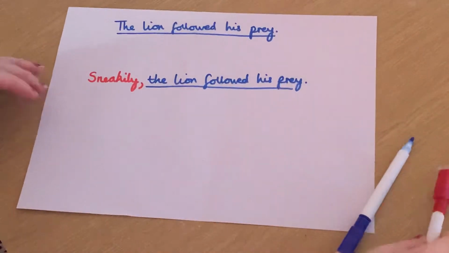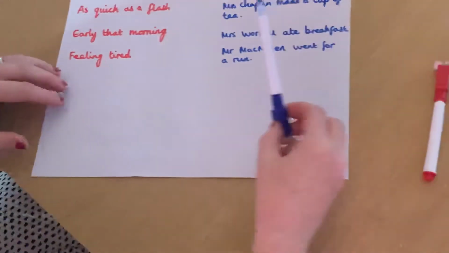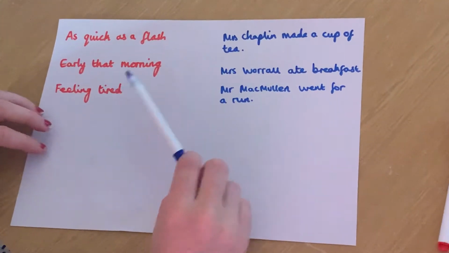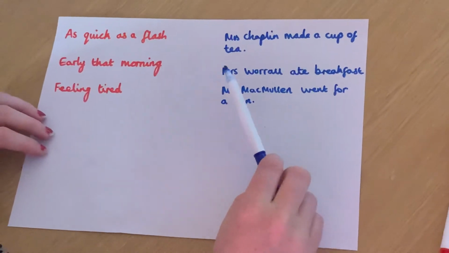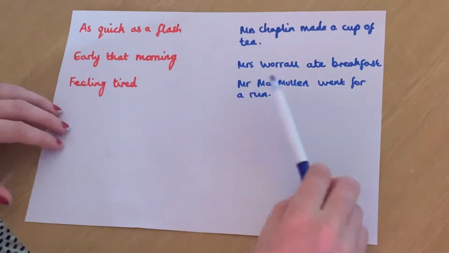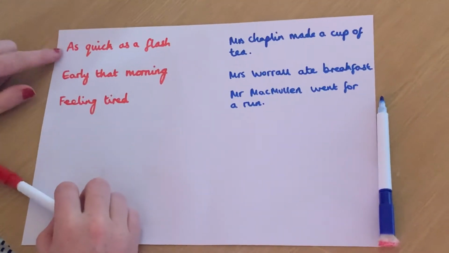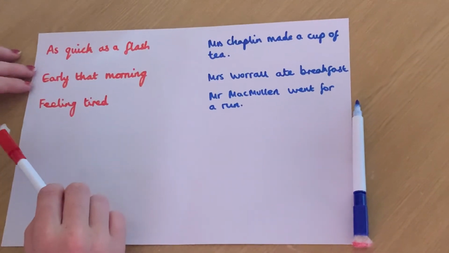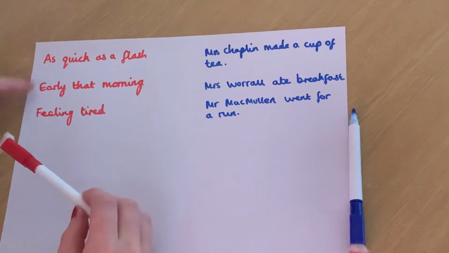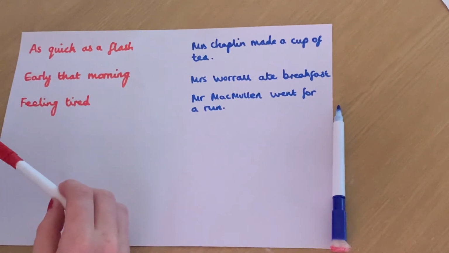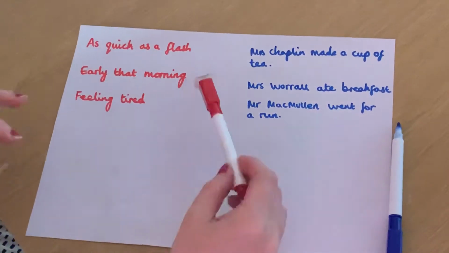Okay, just to give a few more examples, I've written some main clauses here in blue. Mrs. Chaplin made a cup of tea. It's the main clause of a sentence because it makes sense by itself. Mrs. Worrell ate breakfast. Mr. McMullen went for a run. And over here in red, I've written some subclauses, extra chunks of information that I could add to my main clause to make a sentence, but these subclauses don't make sense by themselves. As quick as a flash. Early that morning. Feeling tired. So we can have a play around with these now.